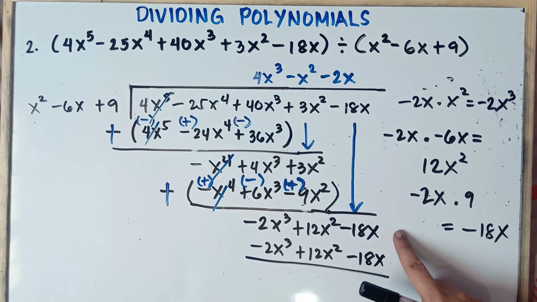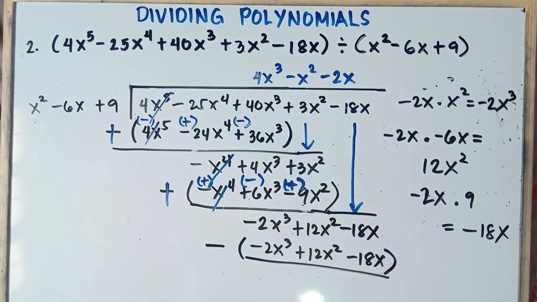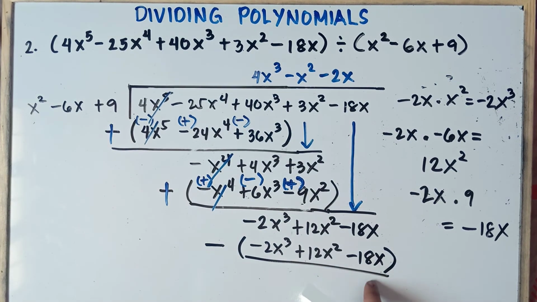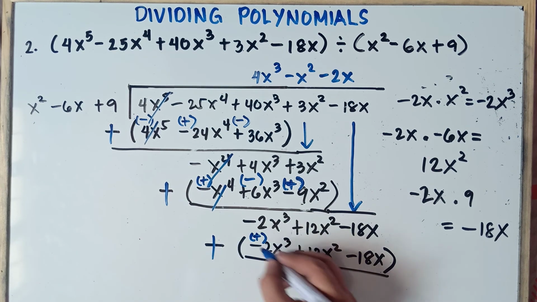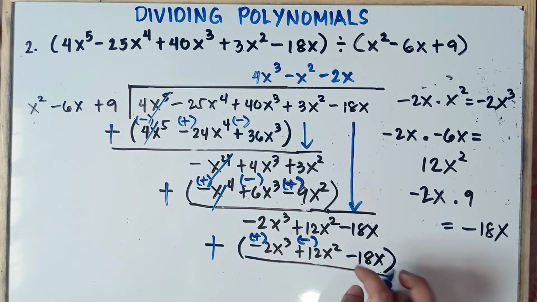Alright, so this equation, we subtract by this equation. So we put parentheses and then minus. Once again, the rule there, you change the sign of the subtrahend. You change the sign. And then you proceed to addition. So this becomes addition. We change the sign. This is minus, this becomes plus. This is plus, this becomes minus. This is minus, this becomes plus.